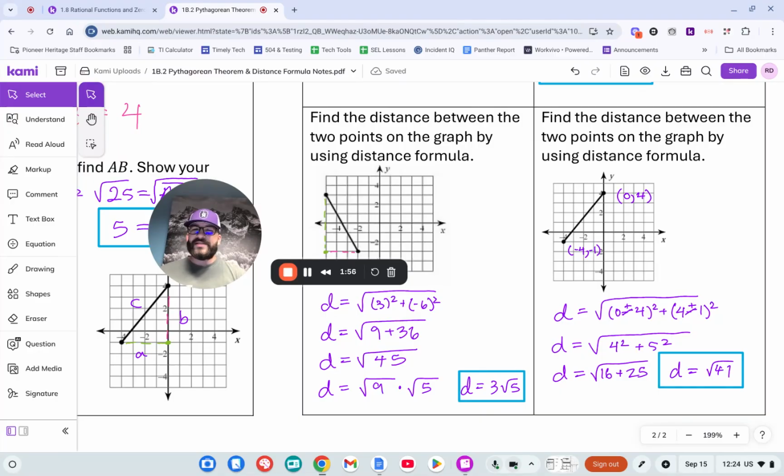All right, y'all. That's really all there is to our Pythagorean theorem notes. I hope this clears things up, and go ahead and work on some of the practice.